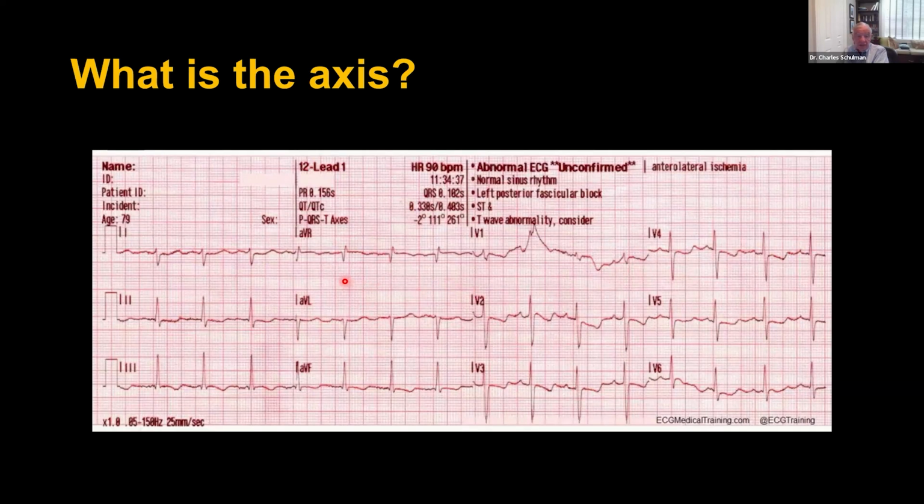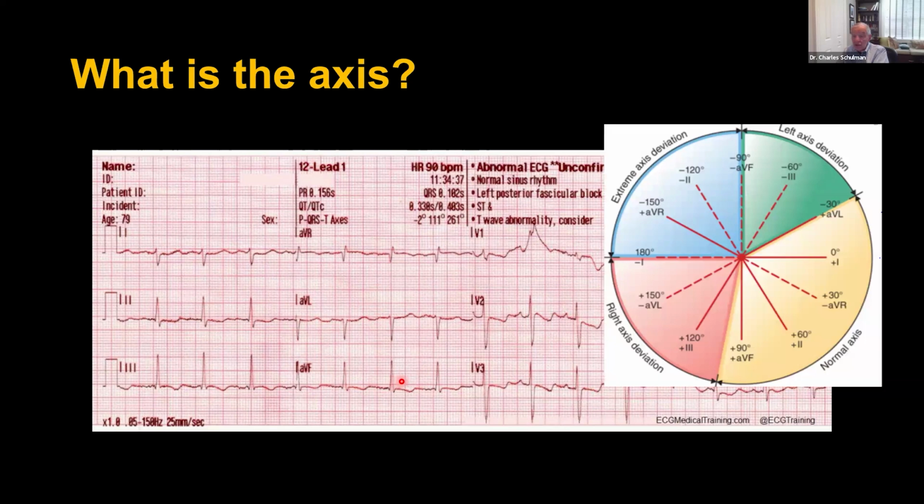Here's another one. It's negative in 1 and positive in aVF. So negative in lead 1 places it to the left of the vertical, and positive in aVF puts it down here. That is right axis deviation.